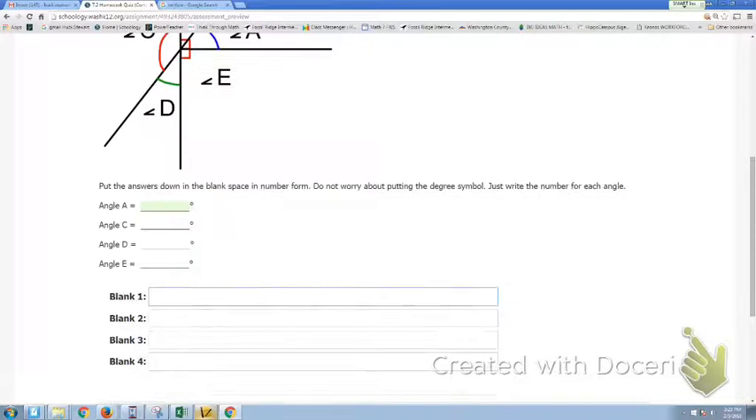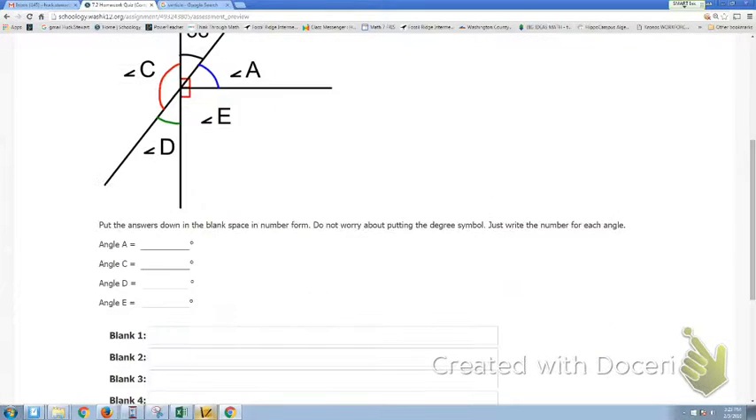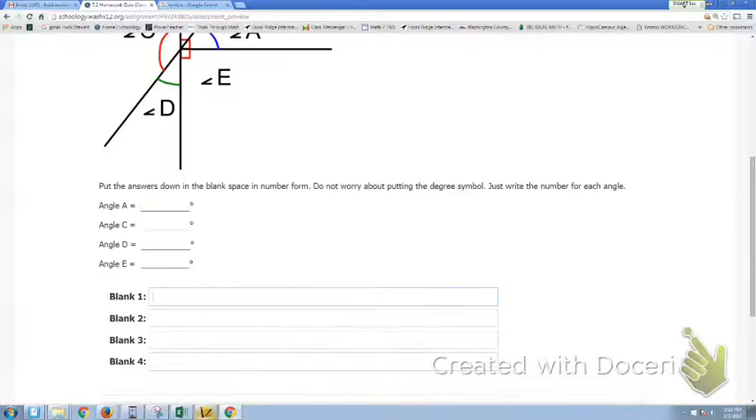For the actual answers, place them in the blanks and just put the numbers. Notice we've already included the degree sign there, so you don't need to worry about putting the degree symbol. Just put the number.